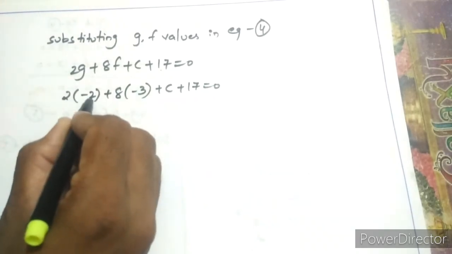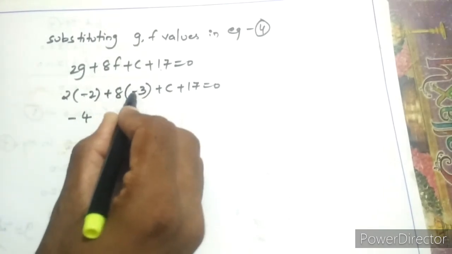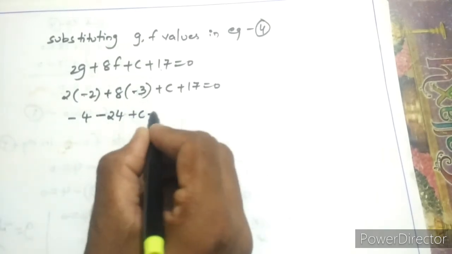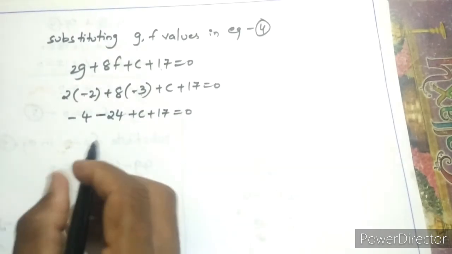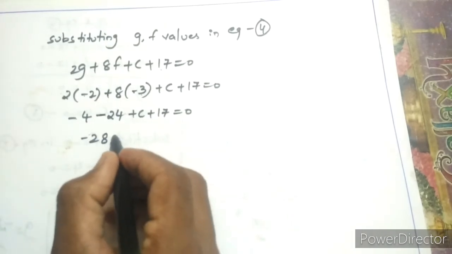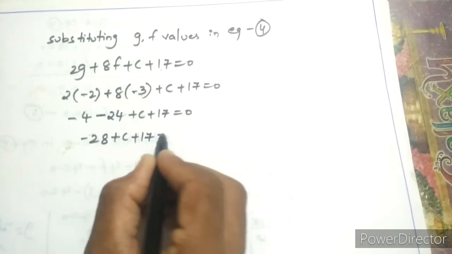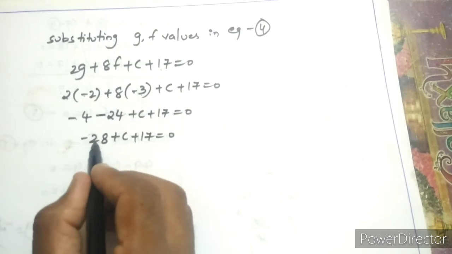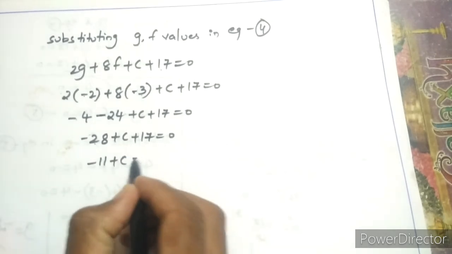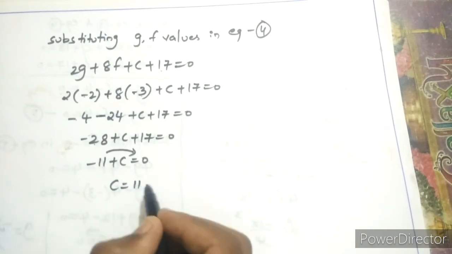So 2 twos are 4. So it is minus, plus into minus will become minus. 8 threes are 24, plus c plus 17 is equal to 0. So minus 4 minus 24 will become minus 28 plus c plus 17 is equal to 0. So minus 28 plus 17. How much are we getting? We are getting minus 11 plus c is equal to 0. Take minus 11 to the right hand side, it becomes c is equal to plus 11.